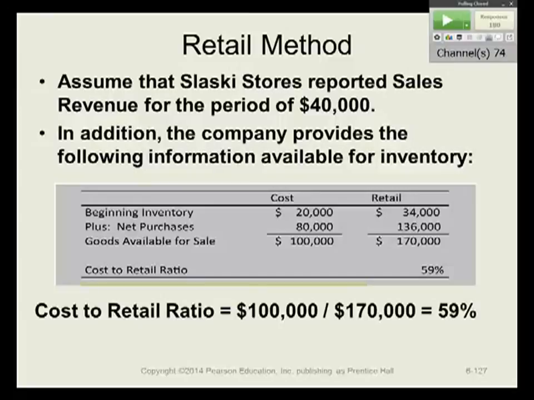Now, if you work in retail, when you count the inventory, you're going to be using retail prices. So the cost to retail ratio is 59%. So that means, just like having a cost of goods sold percentage of 60, this is a cost to retail ratio of 59. Now, how do you estimate your ending inventory?